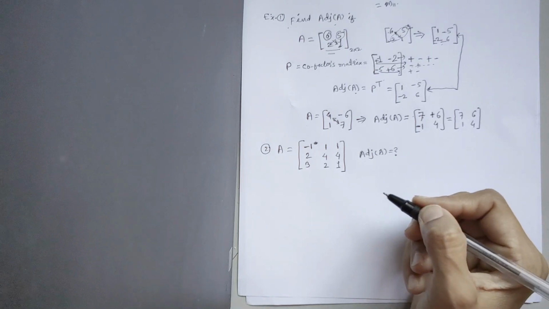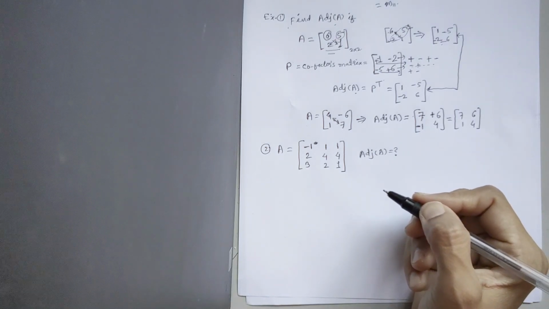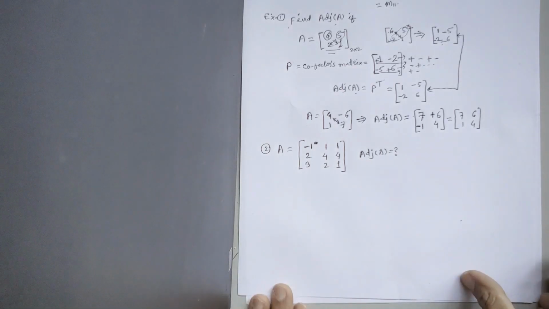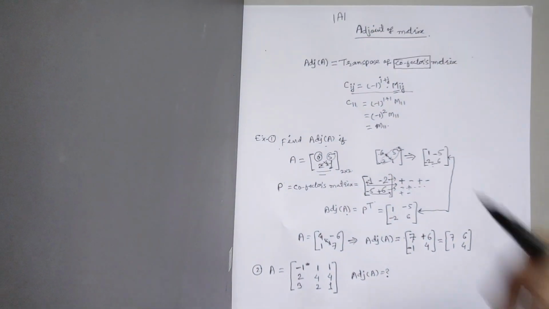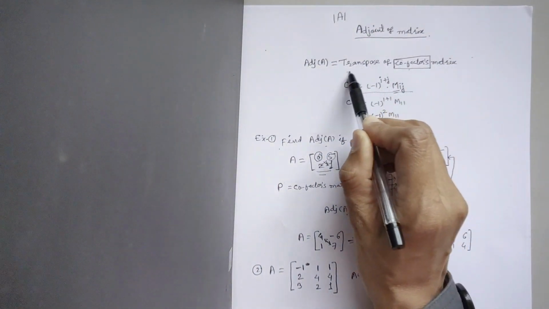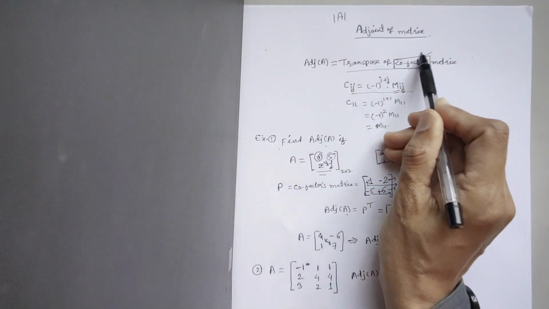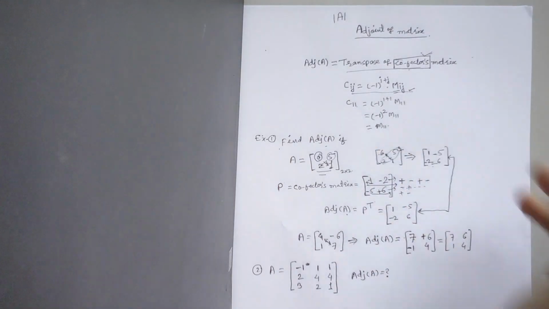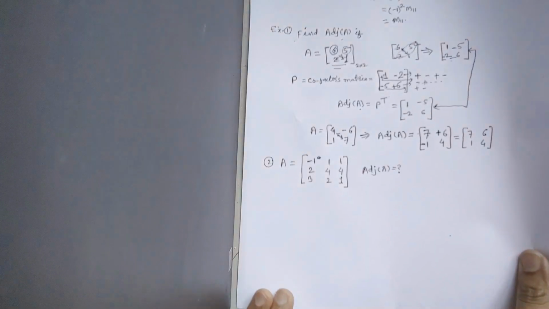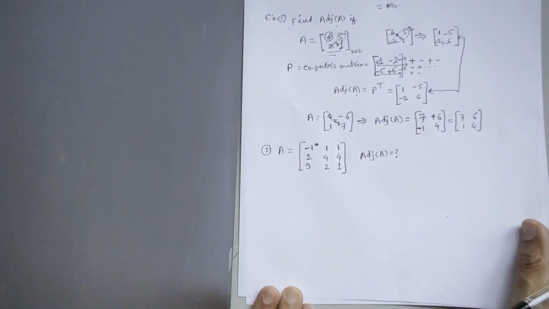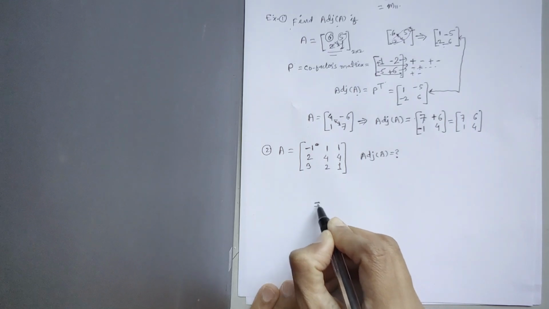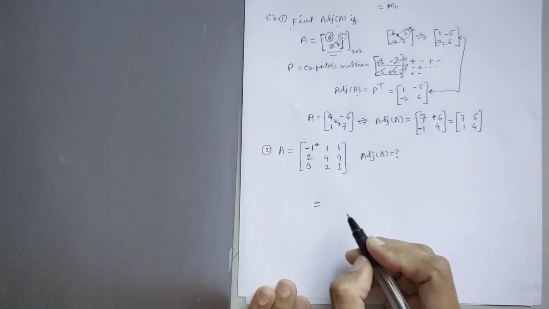So my first task is, I will find the matrix of cofactors, then take its transpose. That is the simple formula: the adjoint is the transpose of the cofactors matrix. So first I need to find this cofactors matrix, and then I will just take the transpose. So how am I going to find this, just observe here. First of all, I will find a matrix like that.